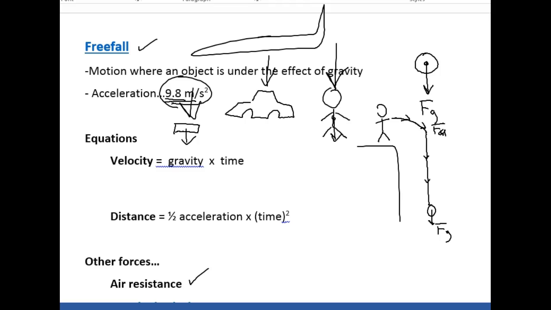And there are two really important equations to know. One is velocity, and the other one's distance. When we're talking about an object in free fall, if you want to figure out the velocity, we just take the gravity, which is this, and multiply it by the time, which is always going to be in seconds. If we want to know the distance, we take half times acceleration, which is 9.8, times the time squared.